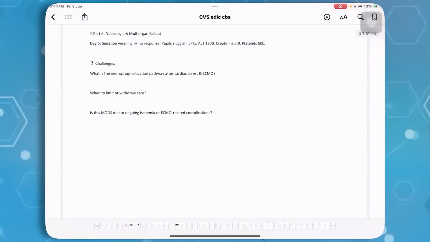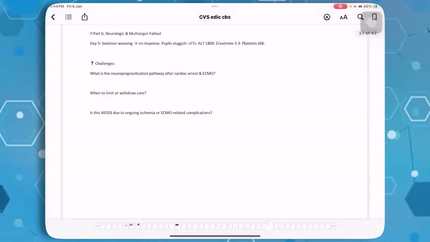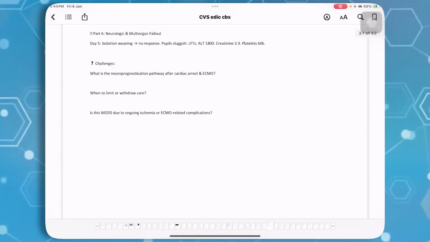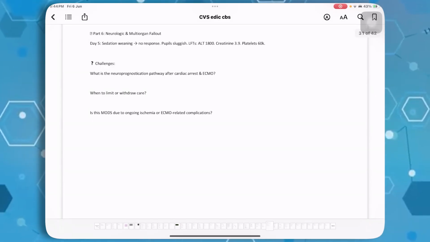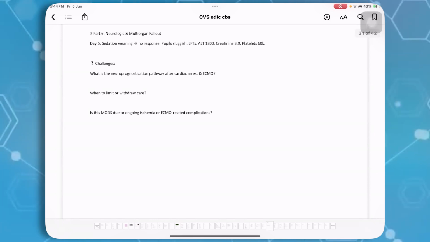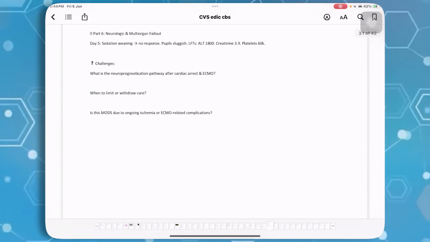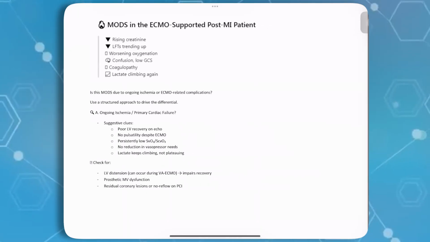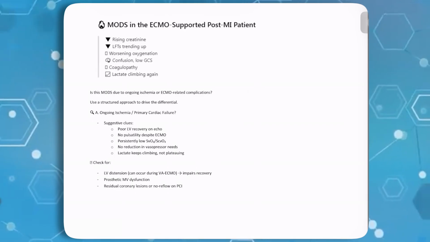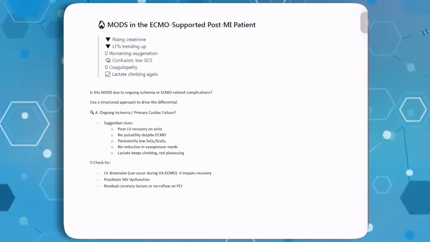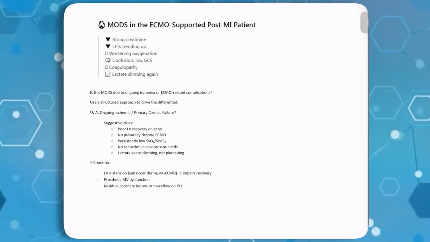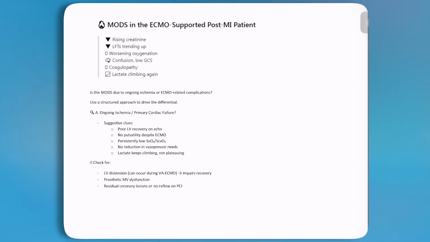Is this MODS due to ongoing ischemia or an ECMO-related complication? This is a question that I will address for you because it's more of a technical question, whether this multi-organ dysfunction, like liver failure, renal failure, is because of ongoing ischemia. So MODS in an ECMO-supported post-MI patient, very important. Rising creat, LFT trending up, worsening oxygenation, low GCS, coagulopathy, maybe deranged INR, deranged platelet count, and lactates climbing again. We have to follow a structured approach to derive the differential.